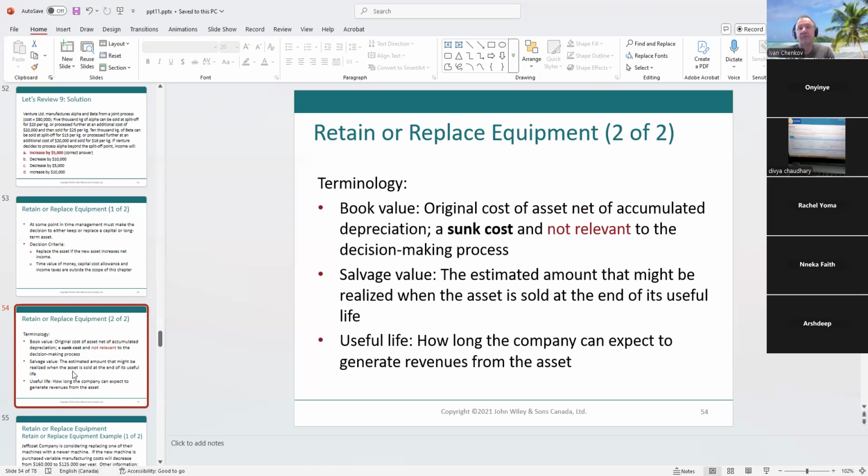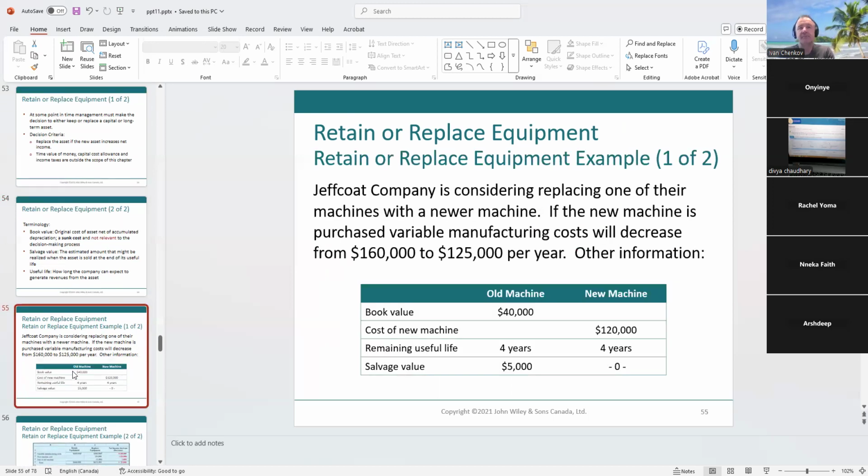And the last thing that we have to remember is the useful life, or how long we're going to use the asset to generate income. Now let's see the question. This company considered replacing one of their old machines with a new machine. Now, if the new machine is purchased, variable manufacturing costs will decrease from 160 to 125 per year. And we have the information.